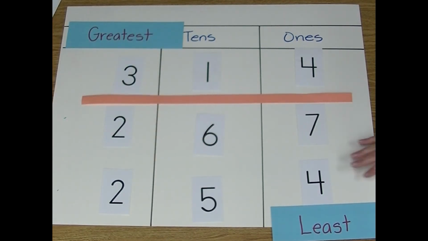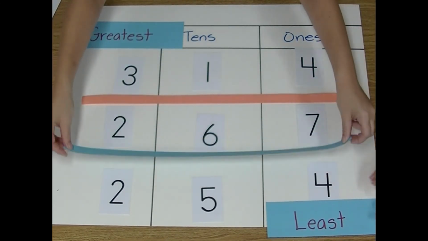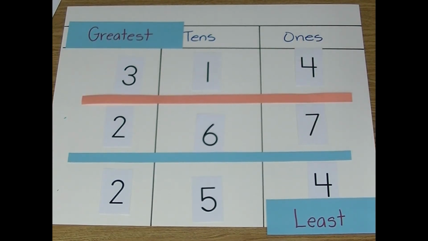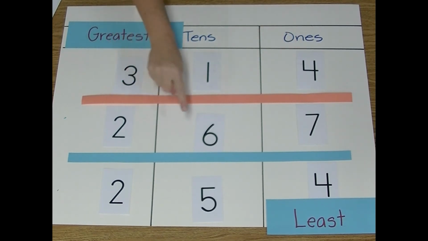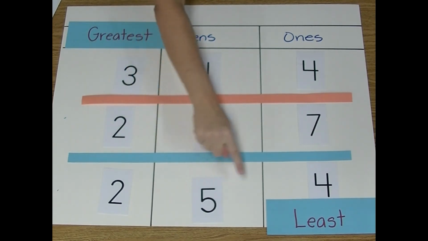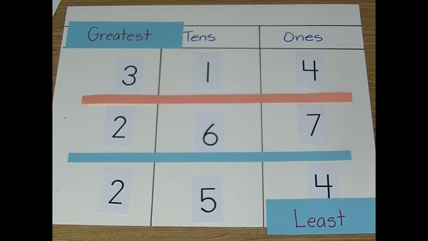Now we are going to double check because in math it is always a good idea. Really it's good in all our subjects, but we're going to check over our work. Remember, we had to put it in order from greatest to least. And so let's look at our numbers. First we have 314. Then we have 267. And then we have 254. That is awesome.